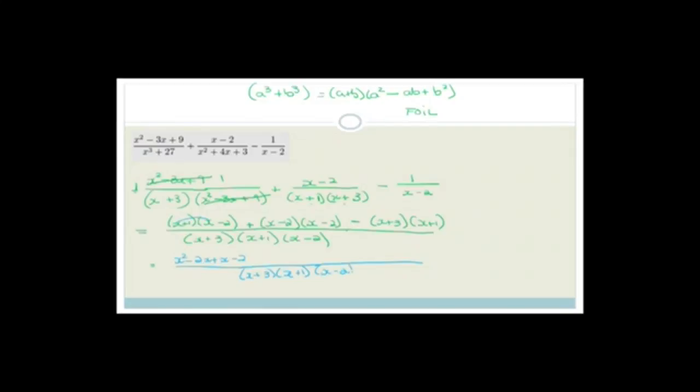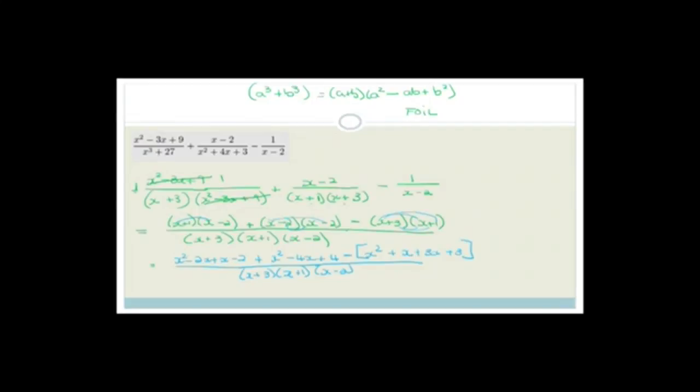Okay, let's carry on. Then it becomes plus x times x is x squared, then it becomes minus 2x minus 2x is minus 4x, plus 4, minus. Now, because of that minus, I'm putting a big bracket in front of this so that I don't mess up, okay? So x times x is x squared, then plus 1x, plus 3x, plus 3. There we go.